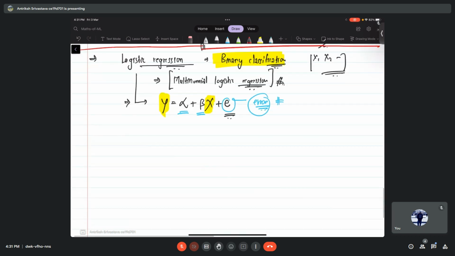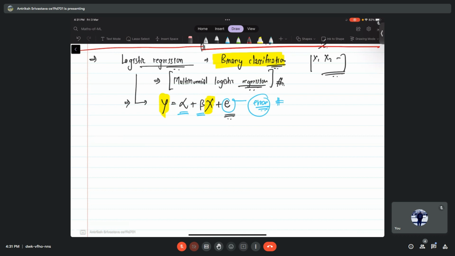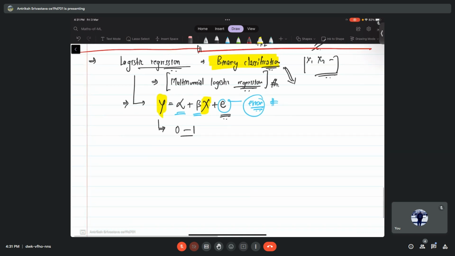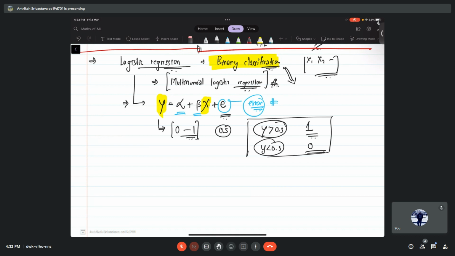So how do we do this kind of classification, logistic regression, for a binary classification? What we do is we try to restrict the outcome y of our logistic regression between 0 and 1. And we decide a threshold. Usually this threshold is taken as 0.5. So if the y value is greater than 0.5, we give it a 1. If the y value is less than 0.5, we give it a 0. So this kind of approach is used when we are training our logistic regression.